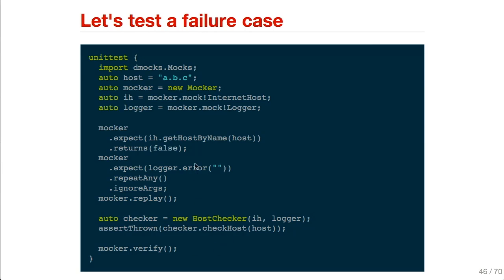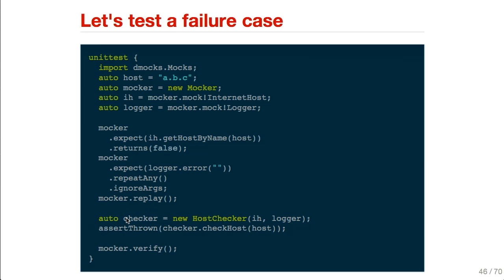So just like before, I'm creating mocks for my internet host and logger objects. But now I'm going to program these in different ways. So I'm going to say, you're going to expect a call to get host by name with the argument ABC, and you're going to return false. And we're going to expect any number of calls to the logger.error function. And we don't care about the arguments that are passed. I don't care about verifying the log message. So basically, I'm going to expect that there's a call to get host by name. I'm going to program it to return false. And I want to make sure that we log an error.